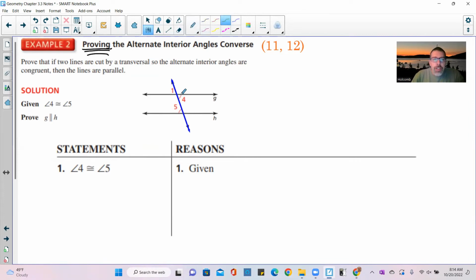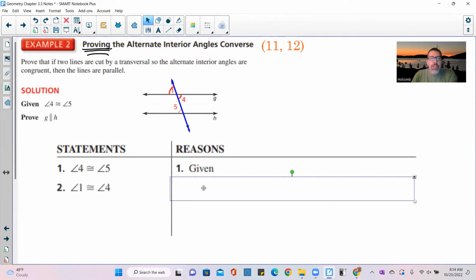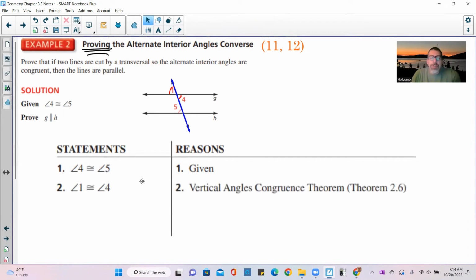Well, if you look here, I have a 1 here and I have a 4 here. They are vertical angles, these two. And vertical angles, by definition, are congruent. So now I can state that angle 1 is congruent to angle 4. And the reason is the vertical angles congruence theorem. Okay? So now I have angle 1 equal to 4.